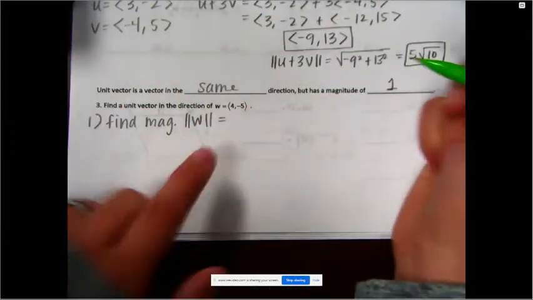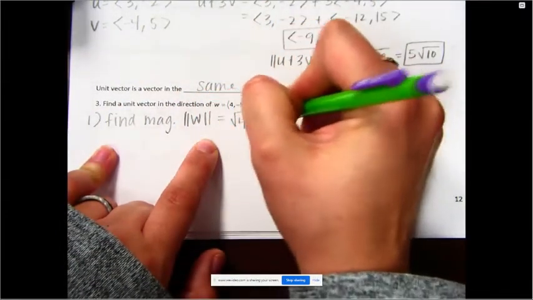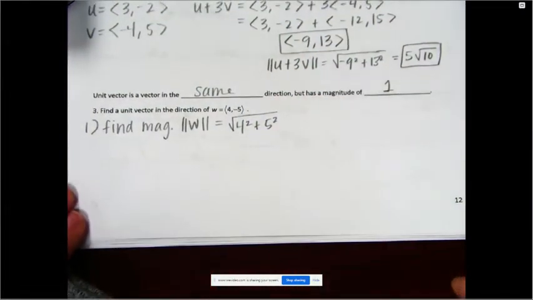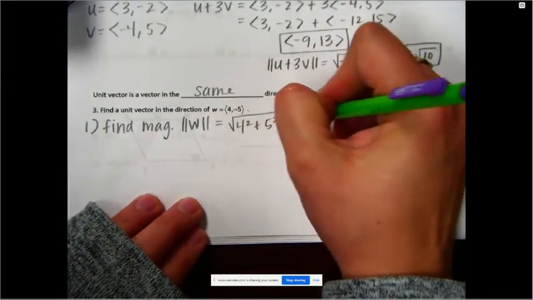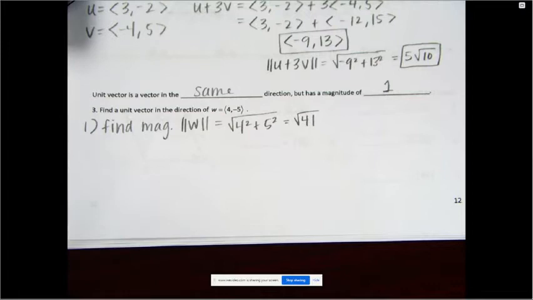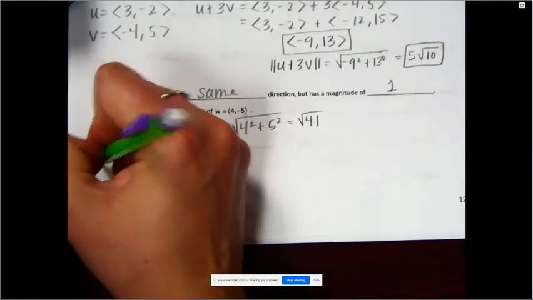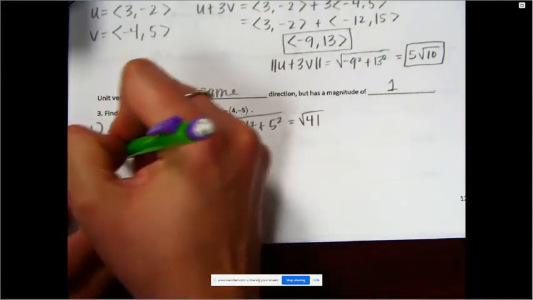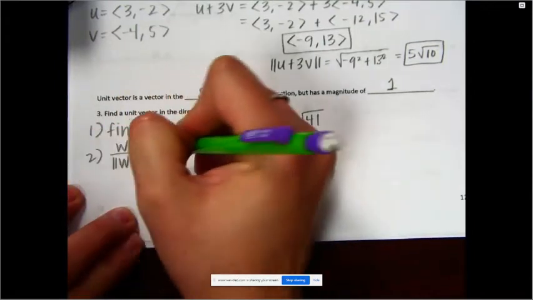So to find the magnitude of w, we're taking the square root of 4 squared plus 5 squared. I went ahead and made that positive 5 because I know it's going to turn positive anyways. And I'll get square root of 41 there, and that cannot be simplified. So here's our magnitude. Step 2, we got to create our fraction. Our vector over its magnitude will create the new vector.